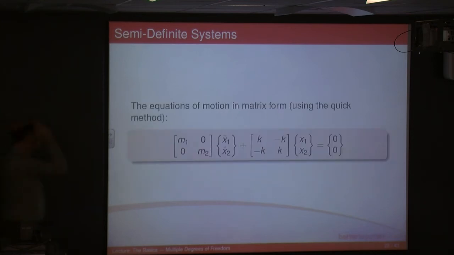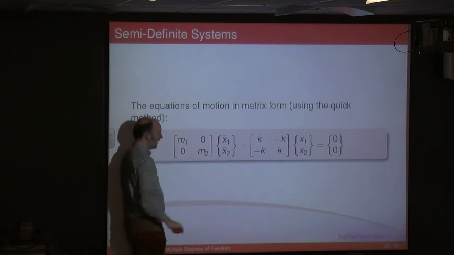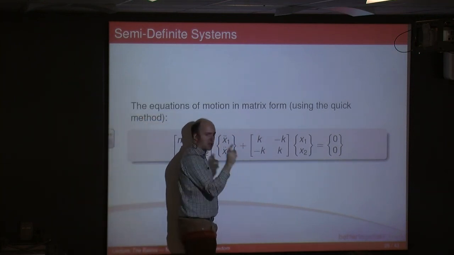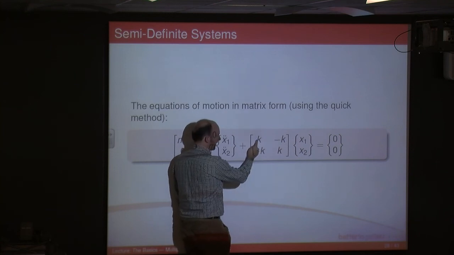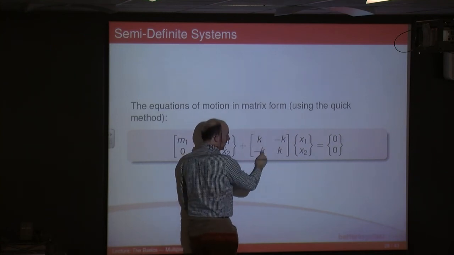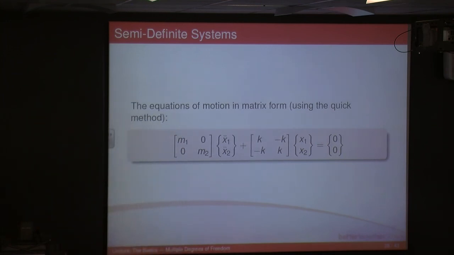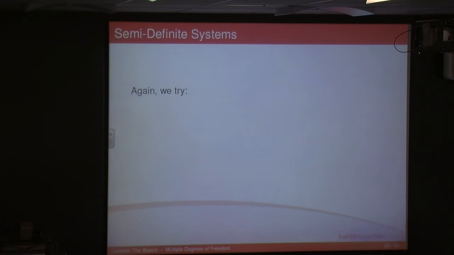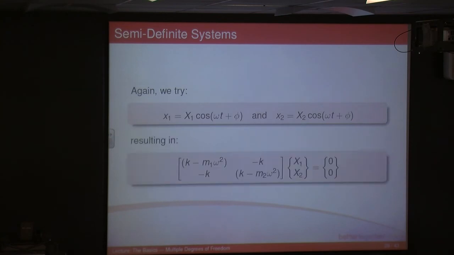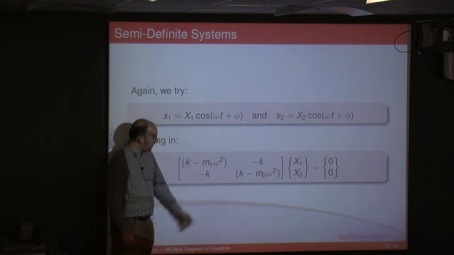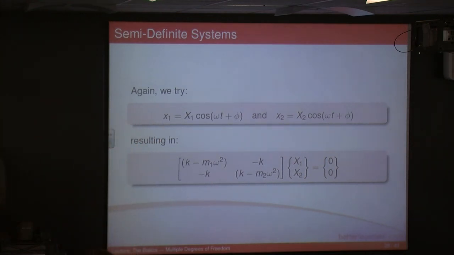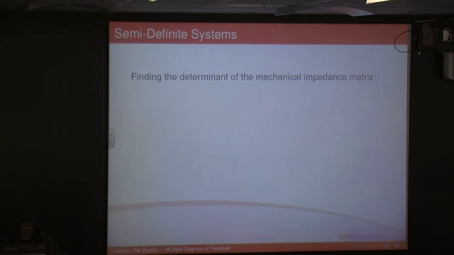Again, our diagonals will be the certain masses, and here there's only one spring in the system. It's connecting the masses together, and so we've got k and k in the diagonal, and minus k and minus k in the off diagonal. Again, you can make the substitution for x1 and x2, and you can go through and find our system here. This is the mechanical impedance matrix. We can find the determinant, and we get our natural frequencies.